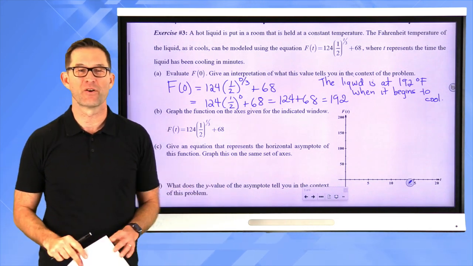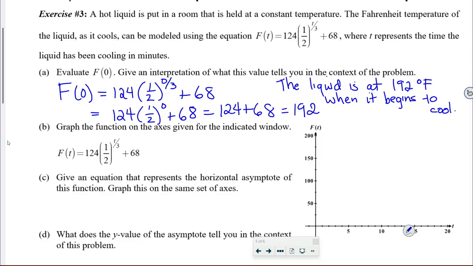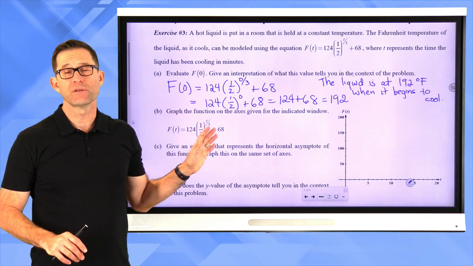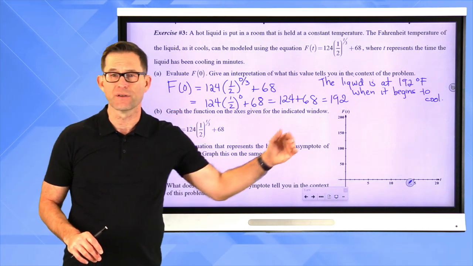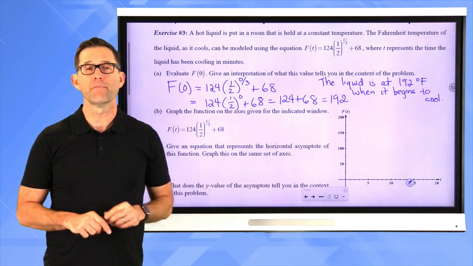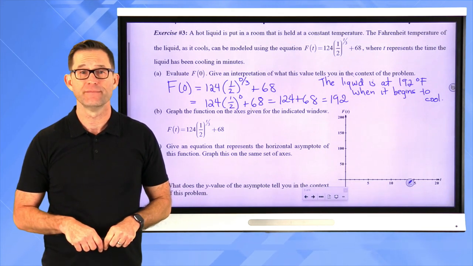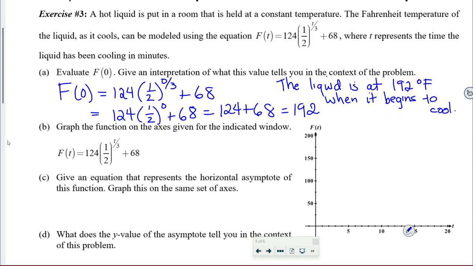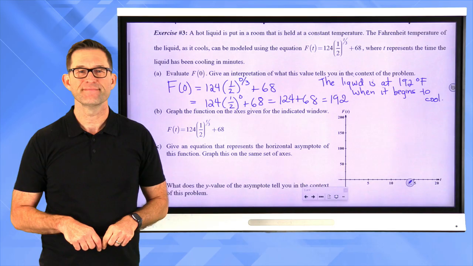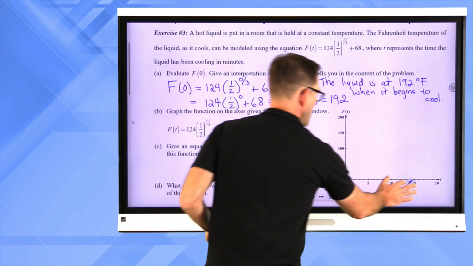All right, let's take a look at letter B. Graph the function on the axes given for the indicated window. Awesome. So you've got your function. You'll probably want to put it in terms of x. You've got your window. Why don't you go ahead and pause the video right now and draw a general sketch of what this looks like.